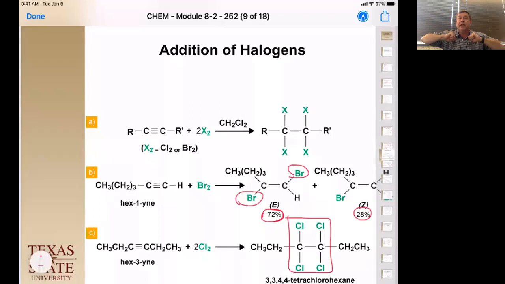Questions on additions of halogens? Okay, so it's the exact same mechanism. You just have to know whether you're adding one equivalent or two equivalents.